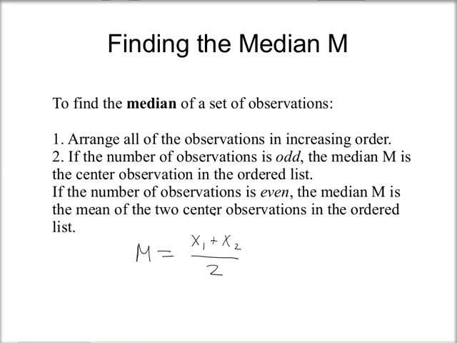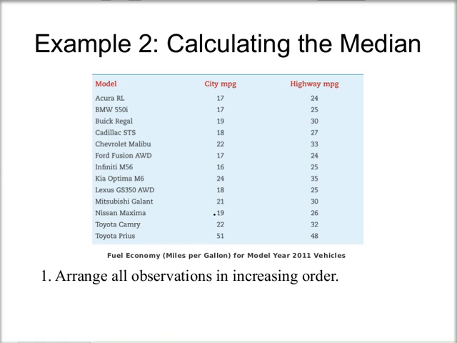So let's go back to our example and look at calculating the median. First, I'm going to arrange all of my observations in increasing order. So I'll just go through my list. My smallest value here is 16, so that'll be first. And then I've got some 17s, 1, 2, 3 17s, so I put them next in my list. And then 2 18s, those will be next in my list. And then 2 19s.